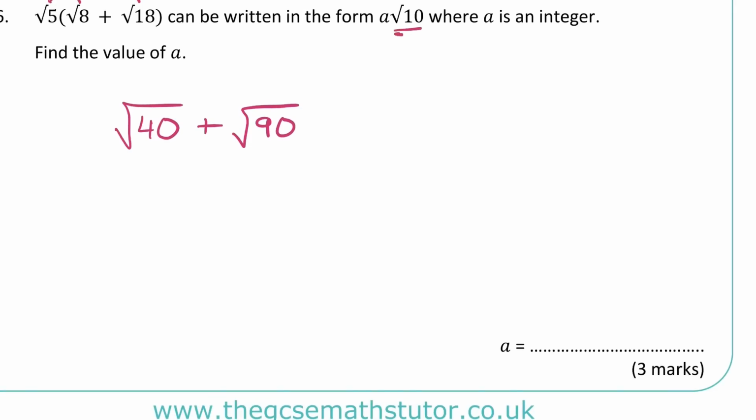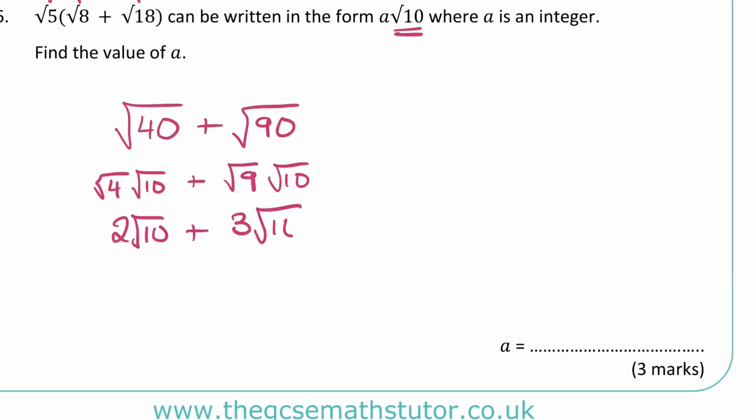It's given us a massive hint there that they're both going to have a 10 in. So that is going to be something times √10. Well, it's √4 √10 plus, and then something else √10. That must be √9. So √9 √10. And that gives us 2√10 plus, and then 3√10.